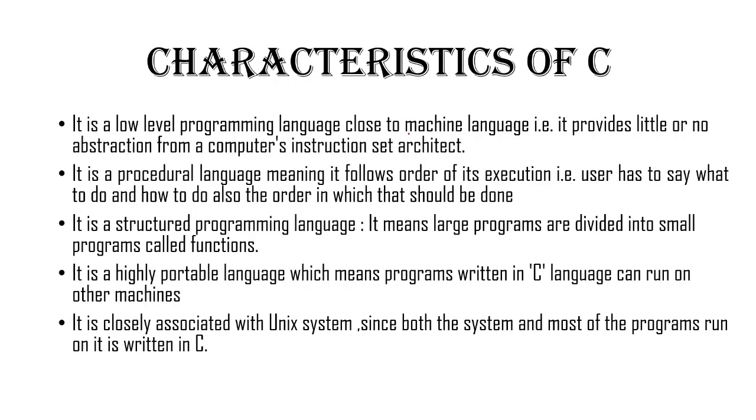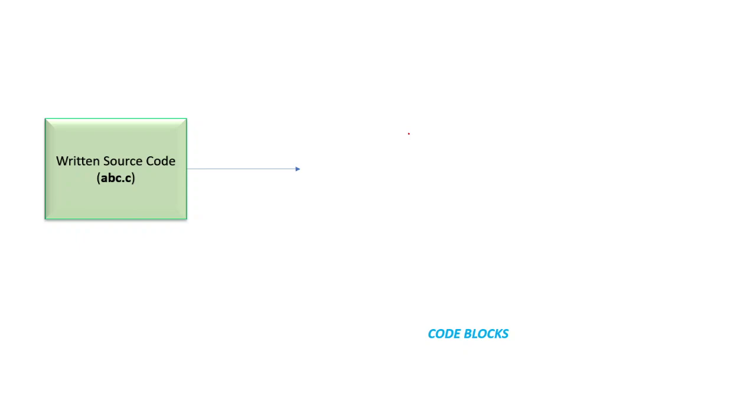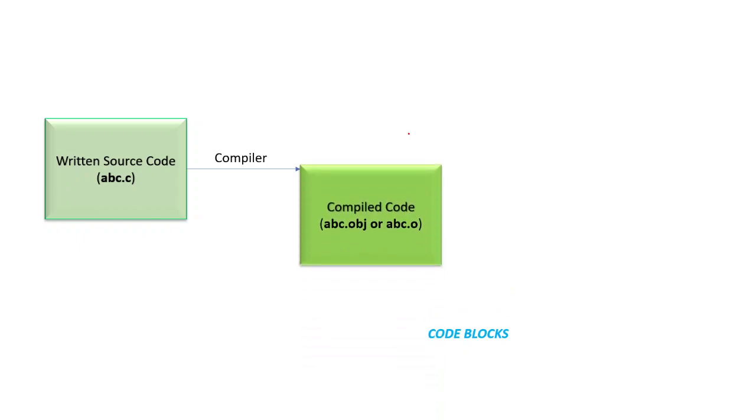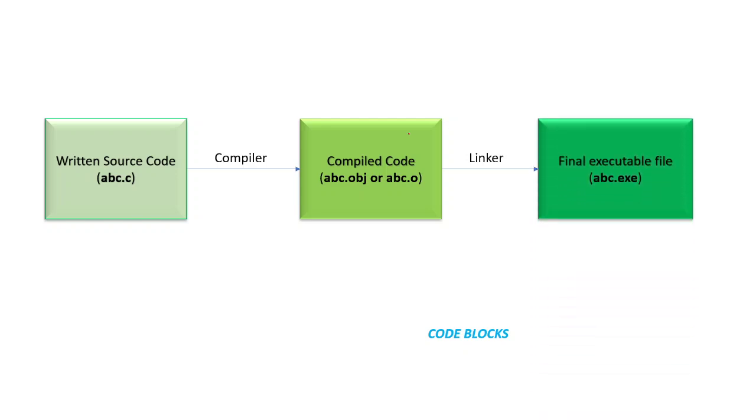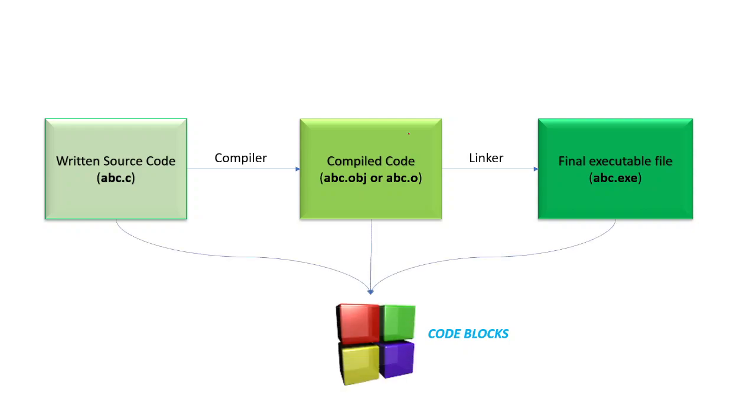As I mentioned in the previous slide itself, most of the programs that run on the Unix operating system, and the Unix system itself, are written in C. What you can see here is a source code, and when we write this source code, here comes the compiler. The compiler converts this source code to compiled code, and then the linker converts this compiled code to executable code. For all of these we will use Code::Blocks.